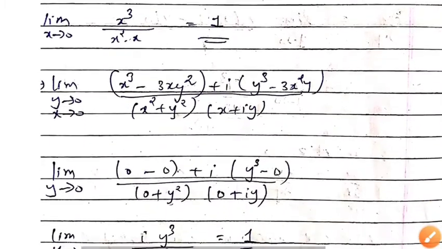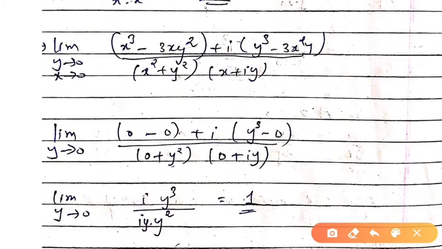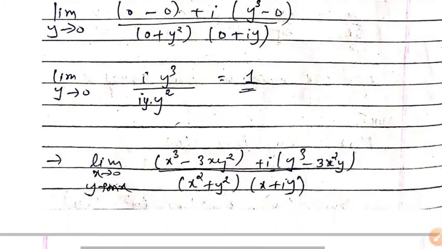Our next step is that you will interchange. You will put y tends to 0 and x tends to 0 in this equation. So when you put x tends to 0 first, all these terms will become 0. Here only iy cube will be left. In the same way in the denominator, x square will be 0. You are left with y square and iy. Again this will get cancelled and you will get your limit as 1. So step 1 and step 2 are equal, so we can move towards step 3.